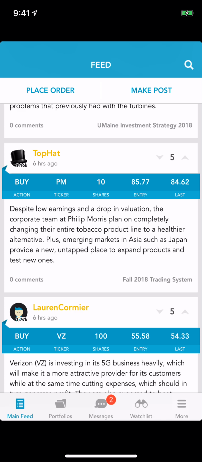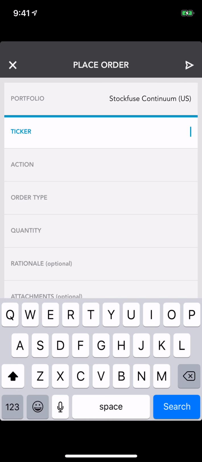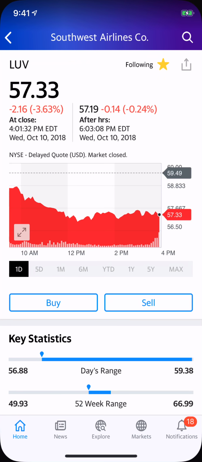Okay, if you go back to the main feed and up at the top here, place order. All right, so let me explain something. Before I buy this stock, I want to show you one other thing. You'll see here on Southwest Airlines, it says $57.33 at close. And then to the right of that, there's $57.19. It's gone down a little more on after hours.